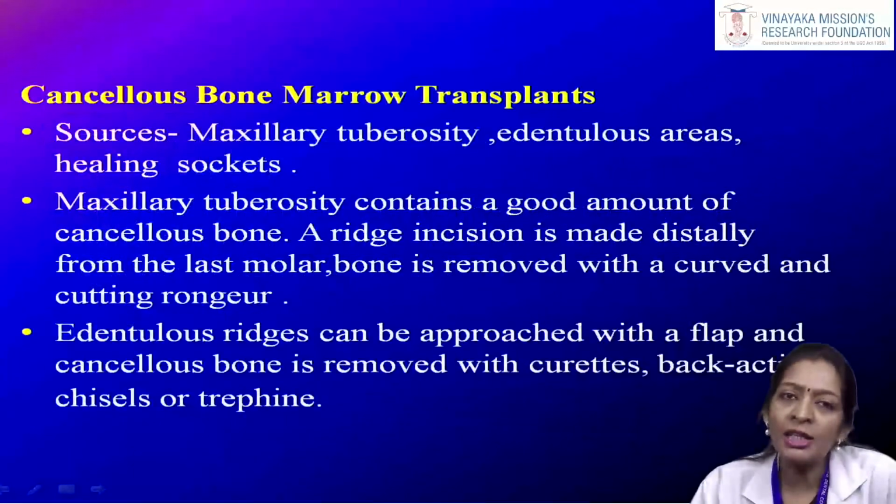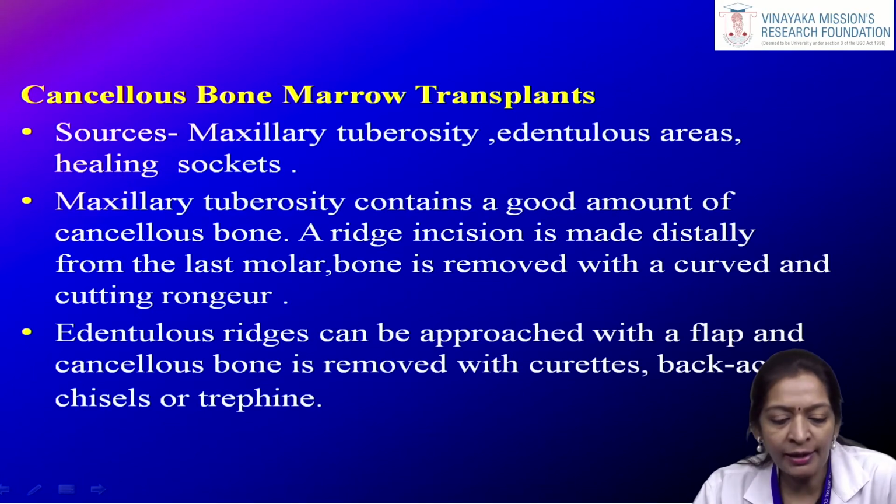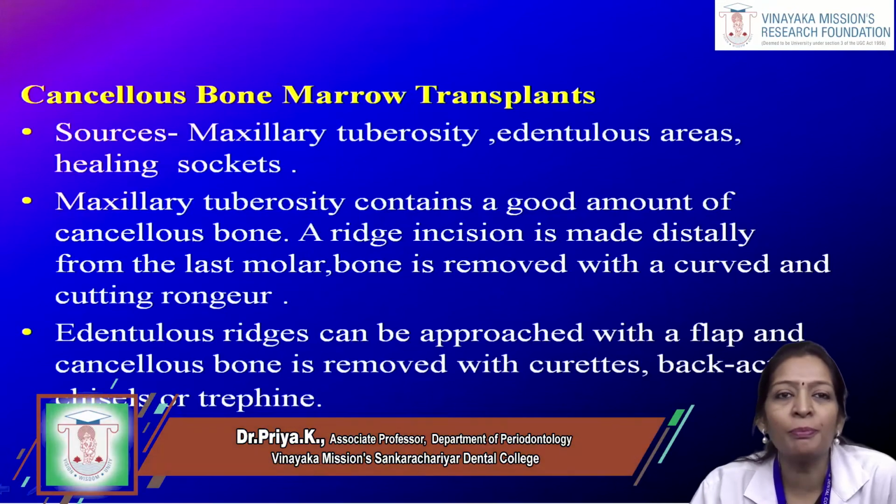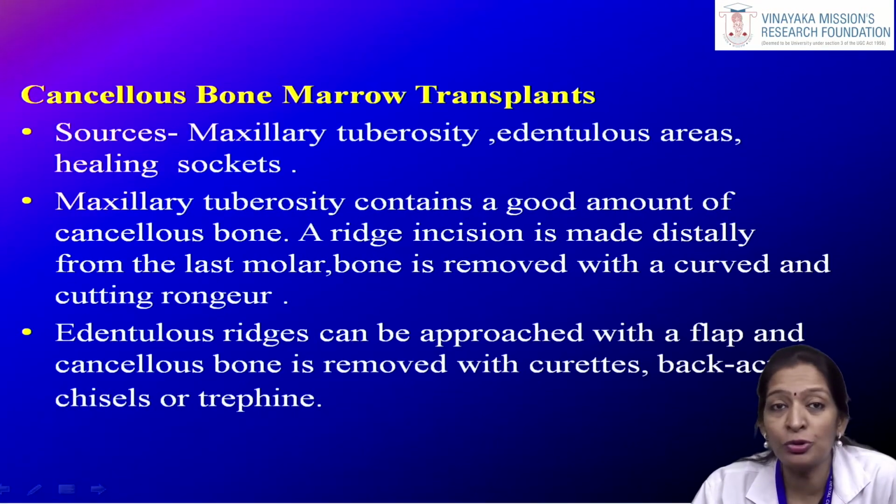Then what are cancellous bone marrow transplants? The sources basically are maxillary tuberosity, edentulous areas and healing extraction sockets. The maxillary tuberosity contains a good amount of cancellous bone. The cortical bone is very helpful in maintaining the structure and the framework. The cancellous bone has a very good potential, with a larger amount of osteoblasts, so this gives a better regenerative potential. So either in the maxillary tuberosity or edentulous area, an incision is made.